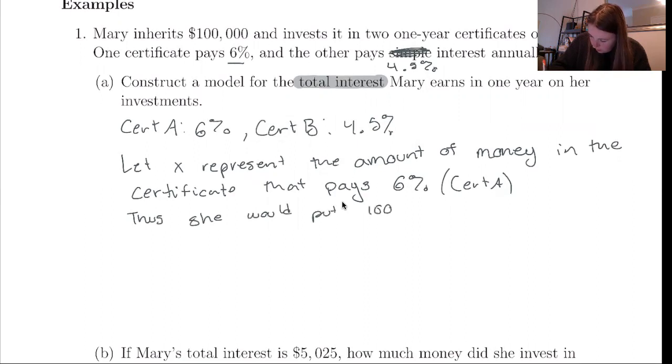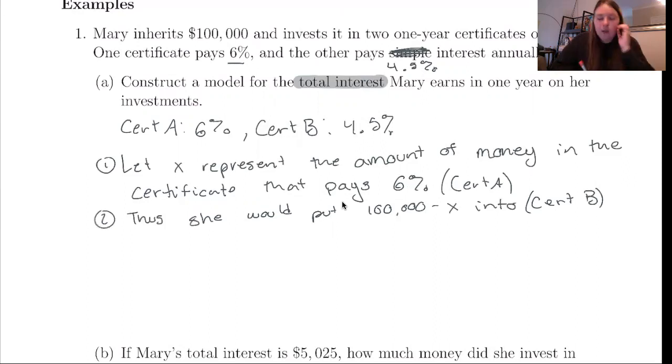She'd put 100,000 minus X into Cert B, the 4.5%. So if she's going to put X amount into A, she has 100,000, so the leftover is going to go to the other one, right? This is kind of what I was saying about taking things from the outside world that I haven't necessarily taught you guys.